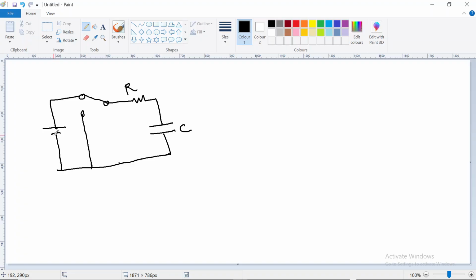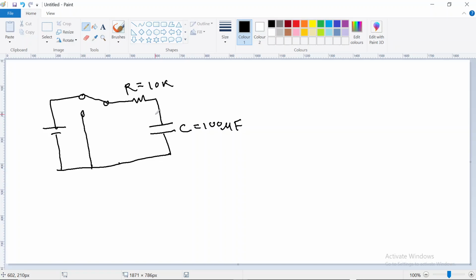We will consider some values. R equal to 10k and C equal to 100 microfarad. The higher the resistance, the more time it will take to charge, hence we say its RC time constant is high. Similarly, the higher the capacitance, the more time it will take to charge.